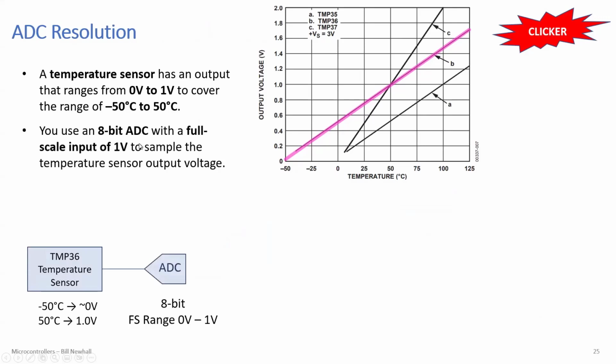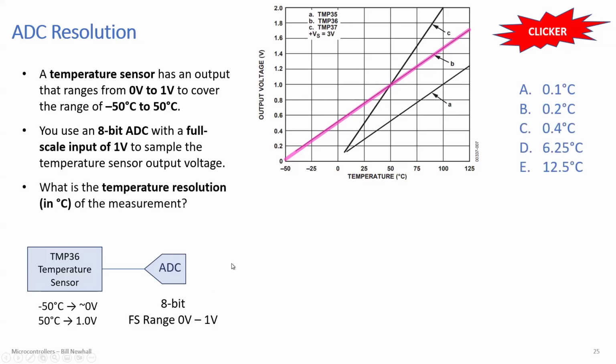And you're using an 8-bit ADC with a full-scale input value of 1 volt to sample that temperature sensor voltage. So minus 50C is 0 volts, plus 50C is 1 volt, and you're going to sample that with an 8-bit ADC, full-scale range 0 volts to 1 volt. Right, so we're matched there. So what is the temperature resolution in Celsius of the measurement? So, when the ADC ticks up one value, what is that change in the measured temperature?